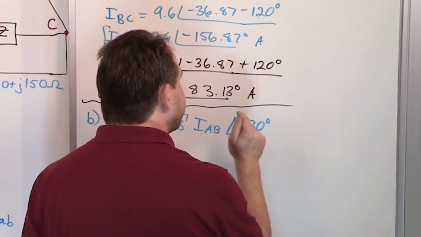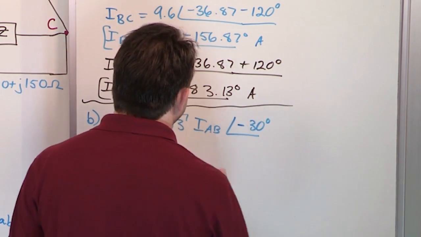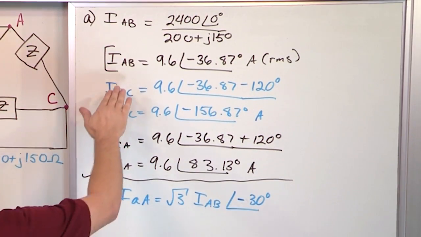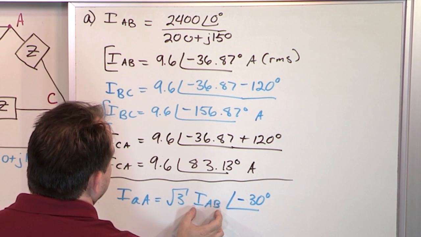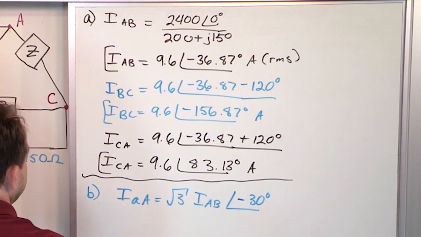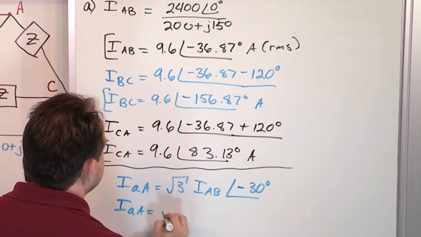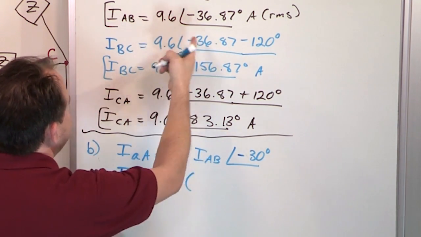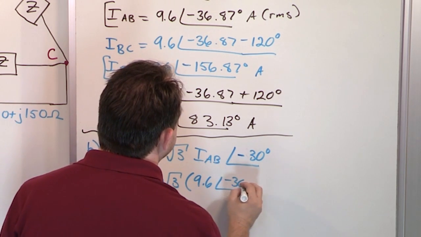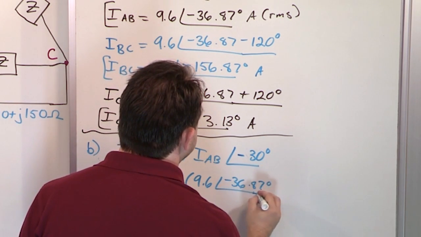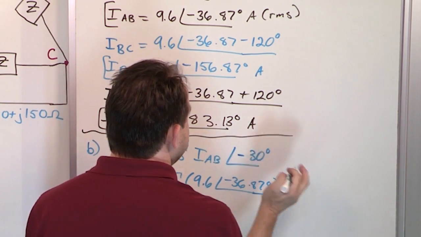Now, because we know it's a positive phase sequence, we choose the upper sign, which means this is going to be a negative 30-degree phase shift. And look, from our previous lesson, we already know what the phase current is. We stick it right in here, and then we can shift and get our line current. So IAA is square root of 3 times this IAB, which is 9.6, angle negative 36.87 degrees. That is the phase current. And then we're going to shift that by negative 30 degrees.